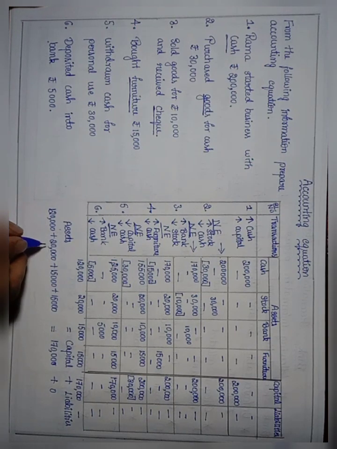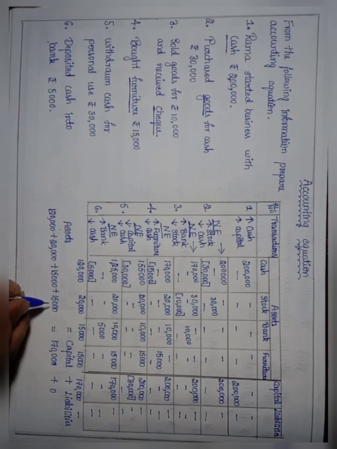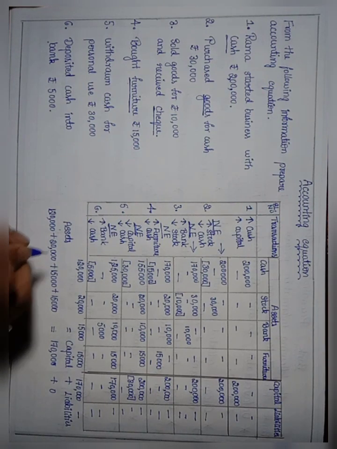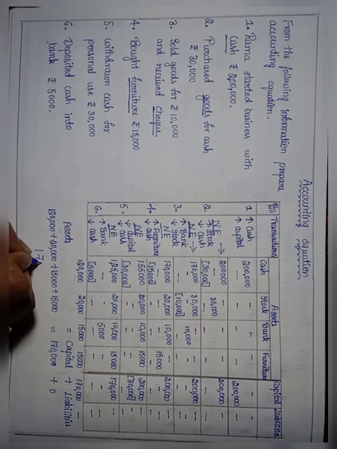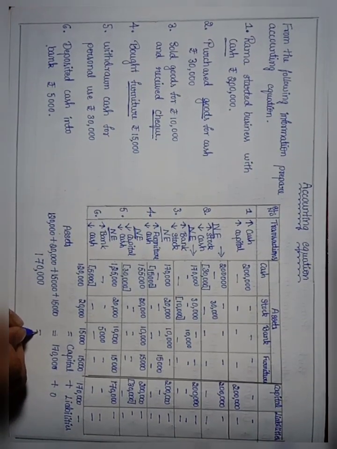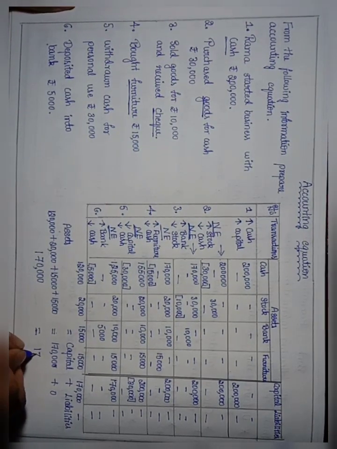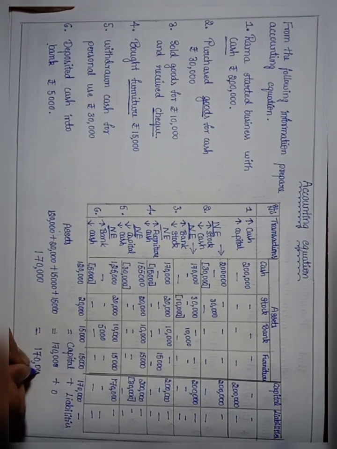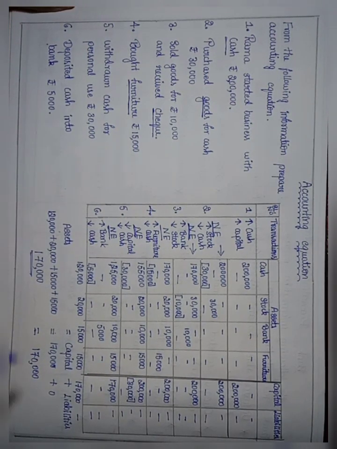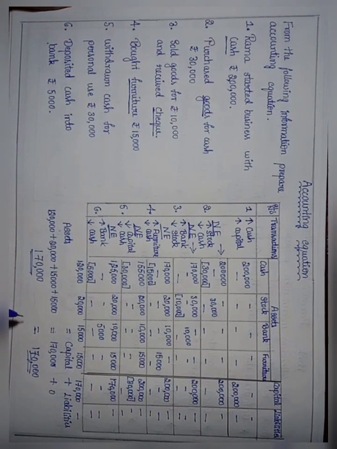Now 1,20,000 plus 20,000 is 1,40,000 plus 15,000 is 1,55,000 plus 15,000, 1,70,000 rupees of total assets equals to 1,70,000 plus 0, we will be having 1,70,000 only. So here it says that total of assets always equal to total of capital plus liabilities.